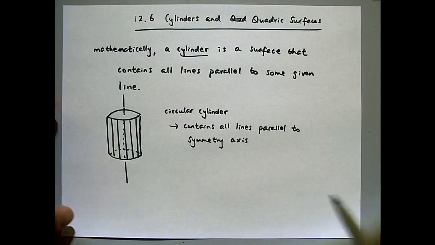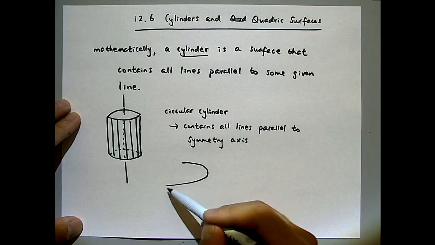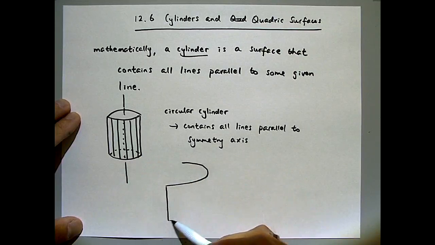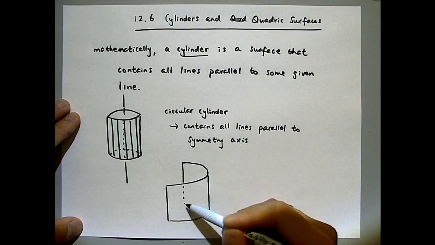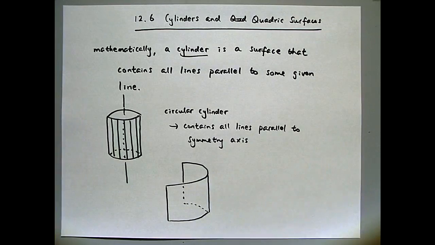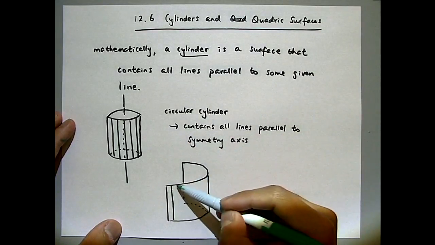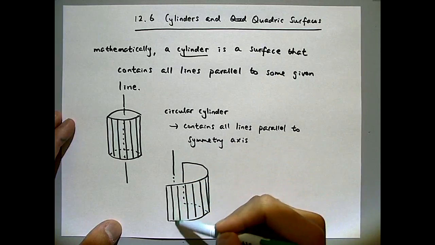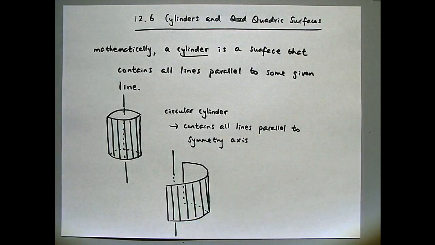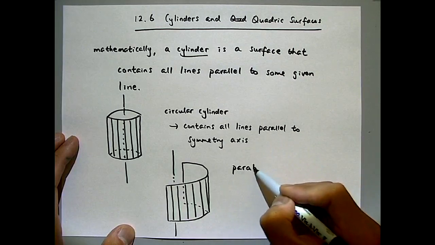But here is a different shape that satisfies the same definition. For example, if I open up this can partially, I make a cut along one side of this and just open it up partially, I still satisfy the same requirement here. This surface still contains a bunch of these lines that are still parallel to some other given line that I choose. This one right here is called a parabolic cylinder.